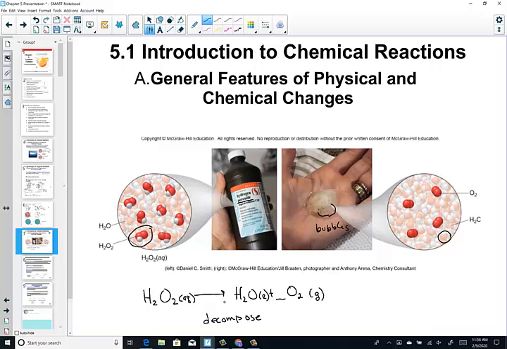We'll also learn that this equation is not yet balanced, and you'll hear me call those a skeleton equation. One that is completely written in terms of correct formulas on the left for the reactants. And I have the products over here on the right-hand side, but it's a skeleton because it's just not yet balanced.